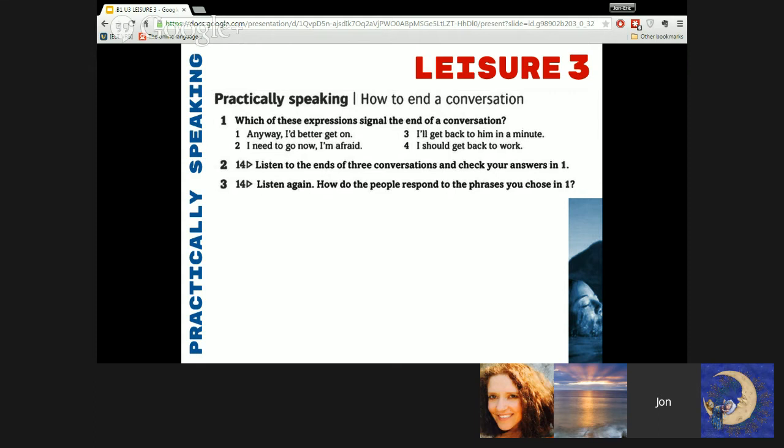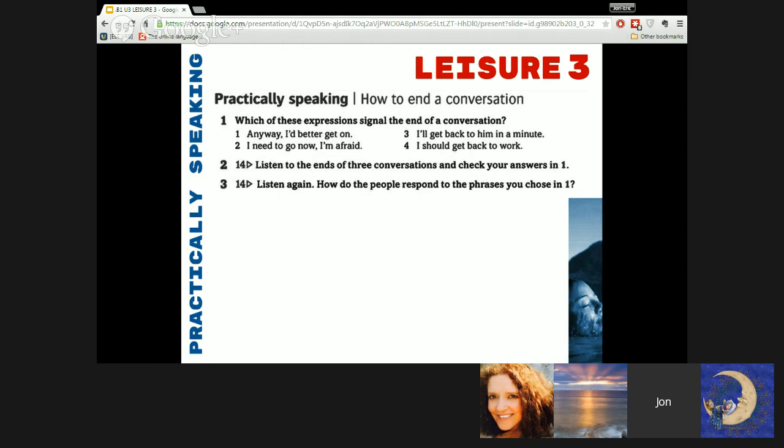Let's listen to 3 very short conversations. Very, very short. And what are we going to do with this? We're going to listen to the ends of the conversations, and then how do the people respond to the phrases that you chose? We chose 1, 2, and 4 as our face-to-face expressions. Remember that: 1, 2, and 4. What I want you to do is remember the response. Okay, so let's listen. Here we go.